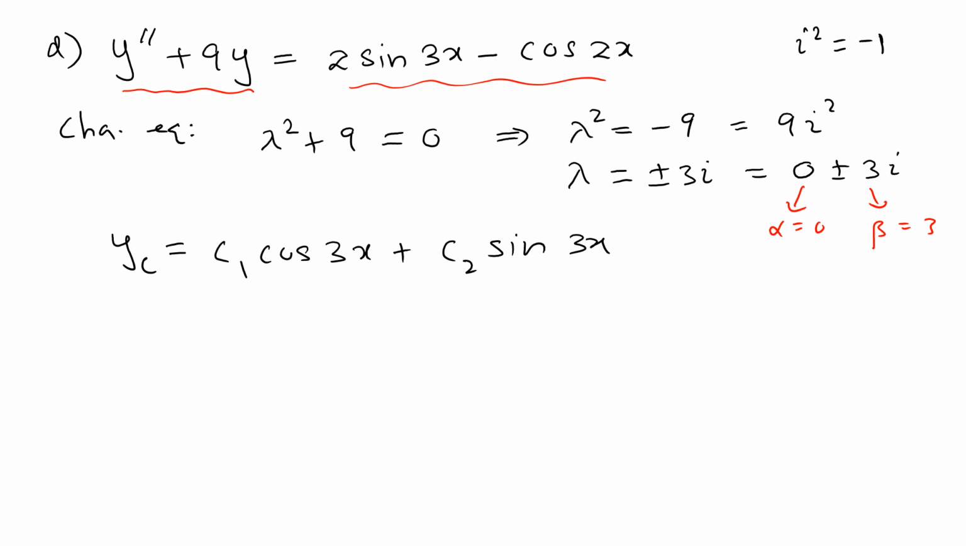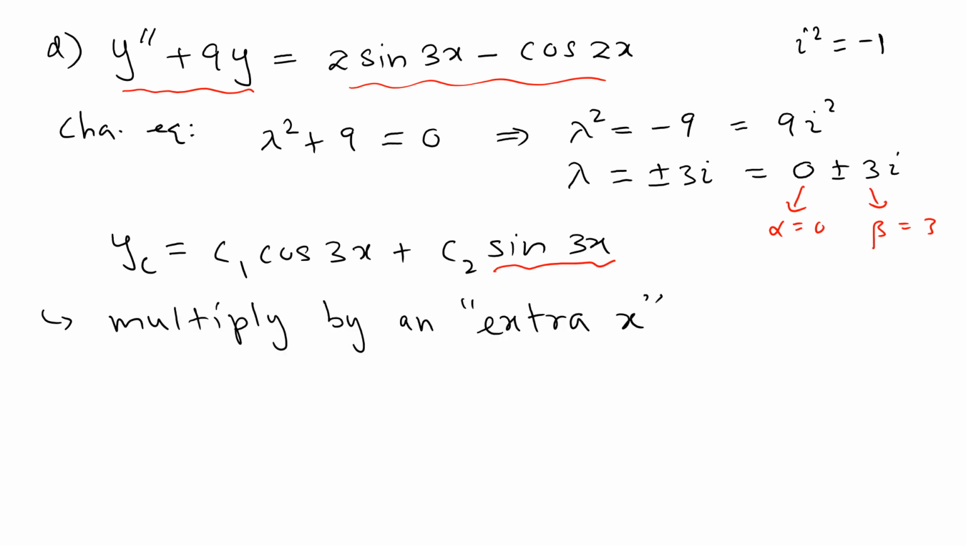Okay, now you see the problem here. You see that sine 3x is here. That means you cannot just use sine 3x as before in the previous problem. In the previous one we just used sine 3x, but you cannot do that anymore. If you use that, again the left side is going to give you 0. So just to avoid that, what we do is multiply by an extra x. That's it. So we're going to multiply by an extra x. What does that mean? That means your yp now looks like this.